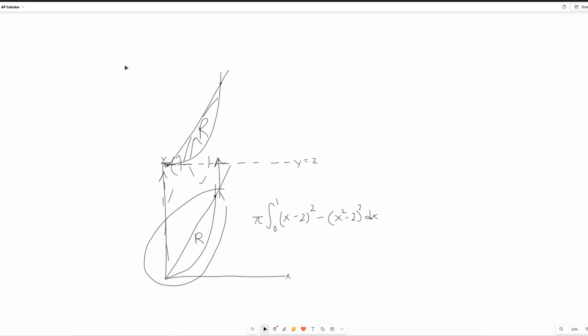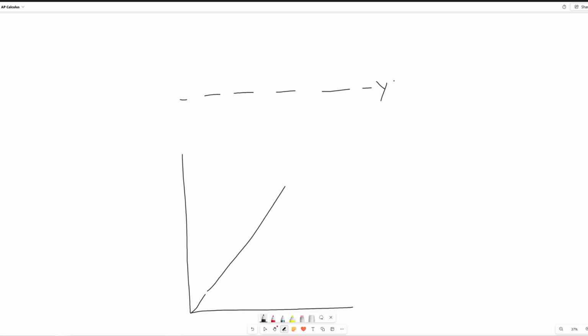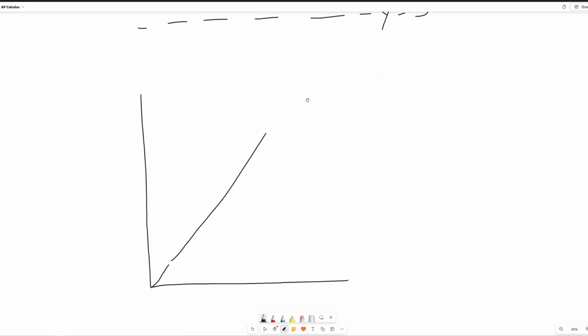Now, what if you did something like just the function x about something all the way up here, y equals 3. This should be easier to visualize.